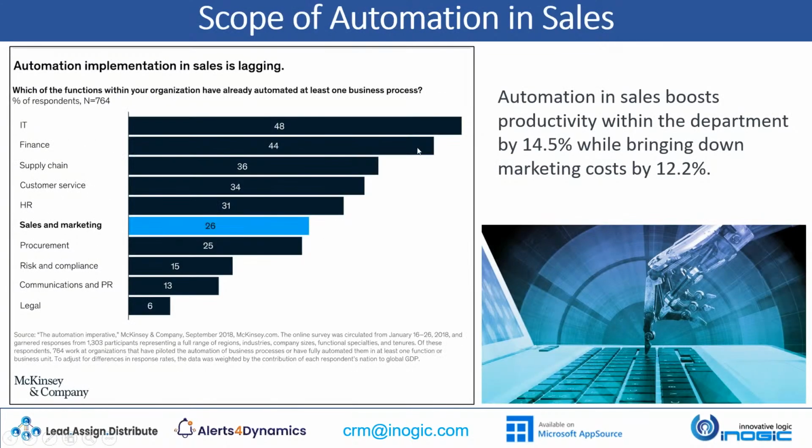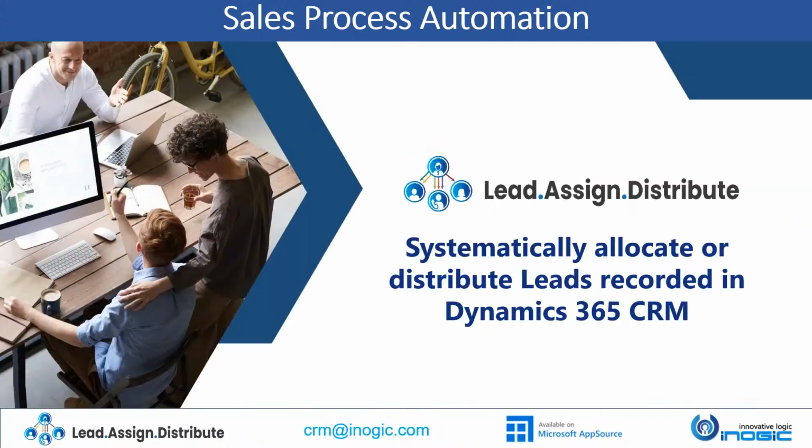Well, I was thinking about the scope of automation, the scope of CRM automation to be precise. And here's what I have found. A survey has provided insights by saying that automation in sales boosts productivity within the department by 14.5% while bringing down marketing costs by almost 12.2%. Now, automation truly has the potential to provide double benefits. The next step is to identify whether we can automate the sales process, and if yes, the bigger question, how? The answer to that bigger question is our solution, the lead assignment and distribution automation.